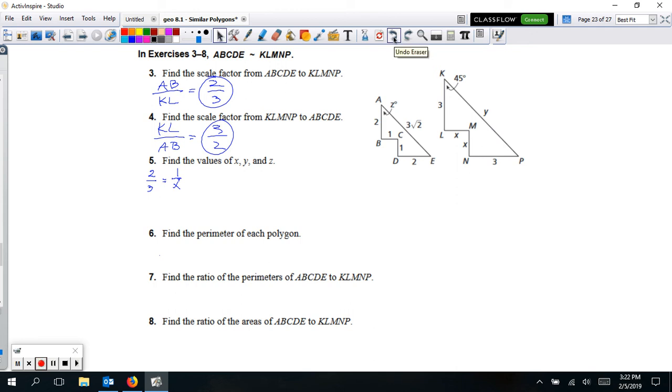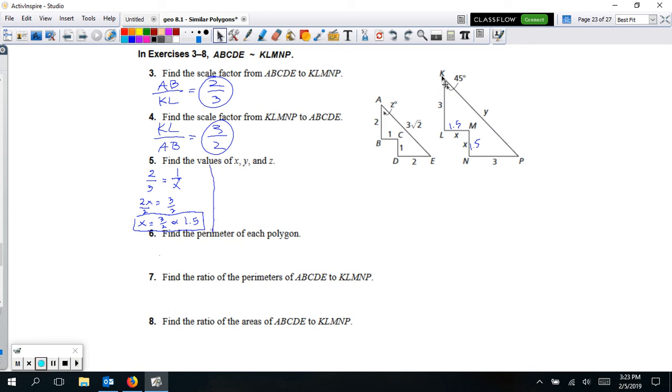And now we're just going to cross multiply. So 2 times x will be 2x, and 3 times 1. So we get 2x equals 3, and then just divide by 2, and x is going to equal 3 over 2 or 1.5. So I'll plug those in here. These are both 1.5s here. So now I know these side lengths in the bigger one.